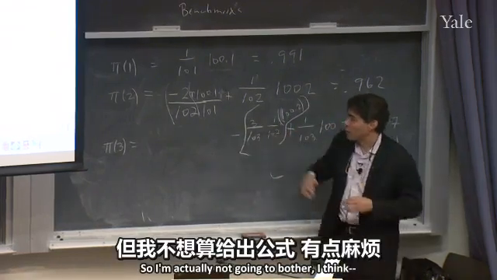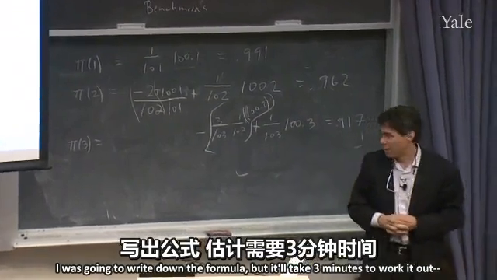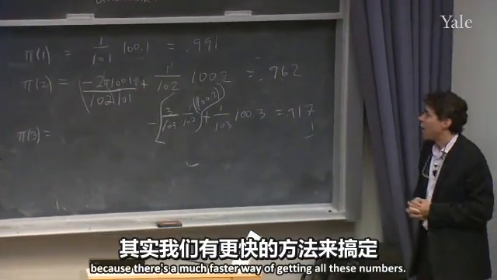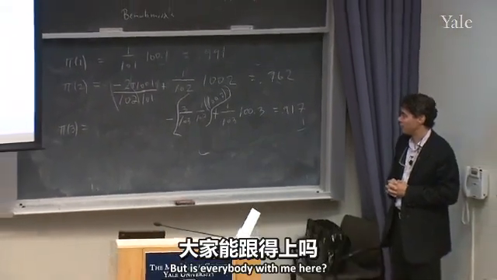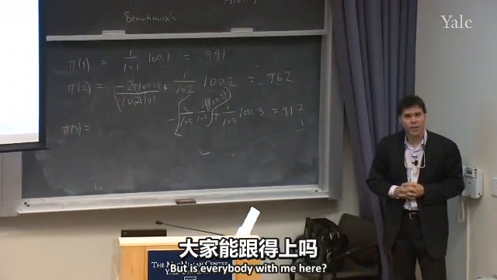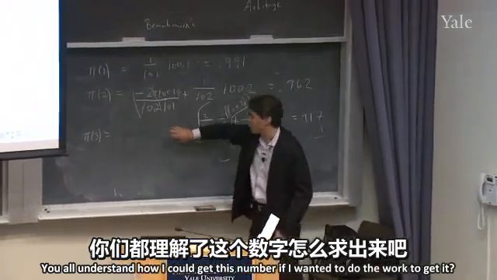So I'm actually not going to bother, I think. I was going to write down the formula, but it'll take 3 minutes to work it out, because there's a much faster way of getting all these numbers. But is everybody with me here? Do you all understand how I could get this number if I wanted to do the work to get it?